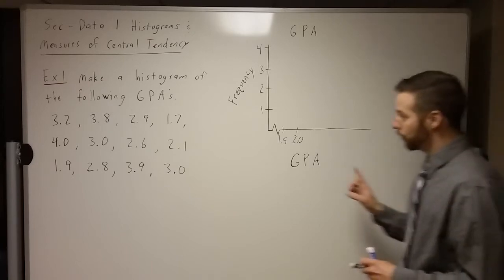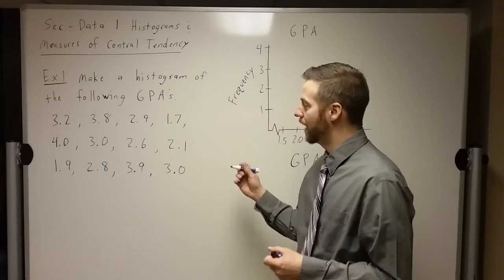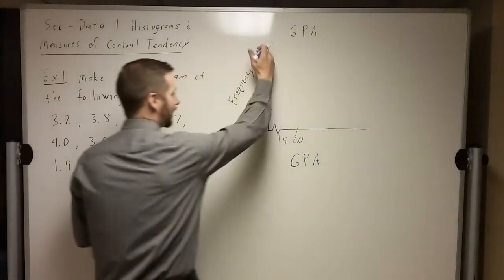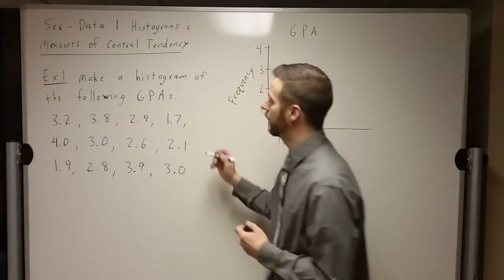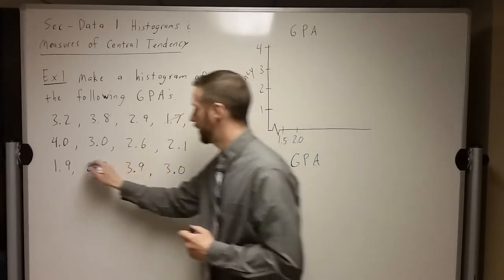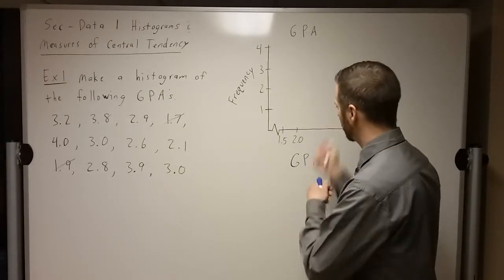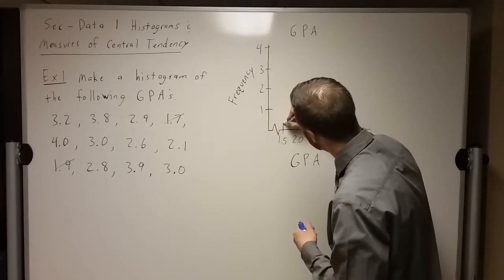Now, 1.5 to 2.0, let's go over here and look at how many fall in that range. Because remember, on the y-axis is frequency. How many of those are there? So from 1.5 to 2, we've got a 1.7 right there. We've got a 1.9 right there. We've got 2. And so I'm going to make this bar go up to 2.